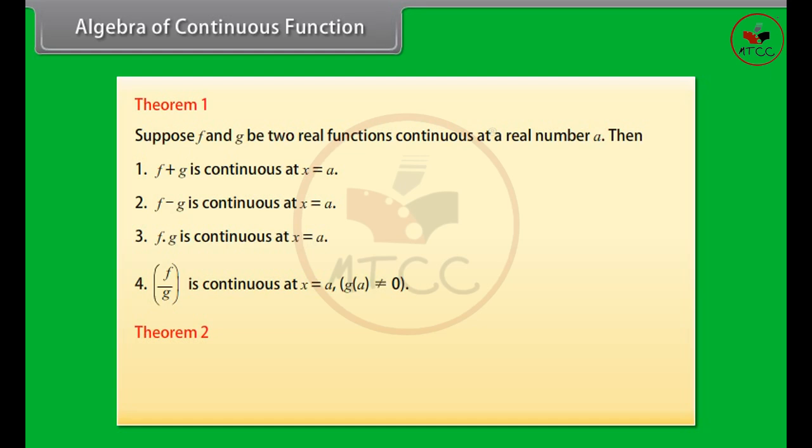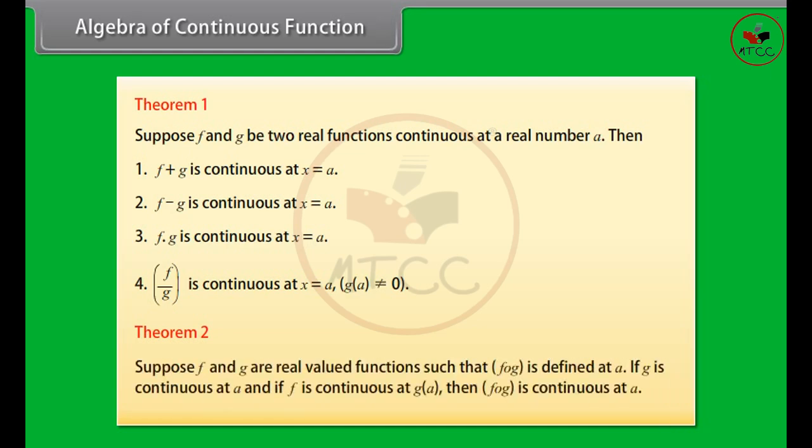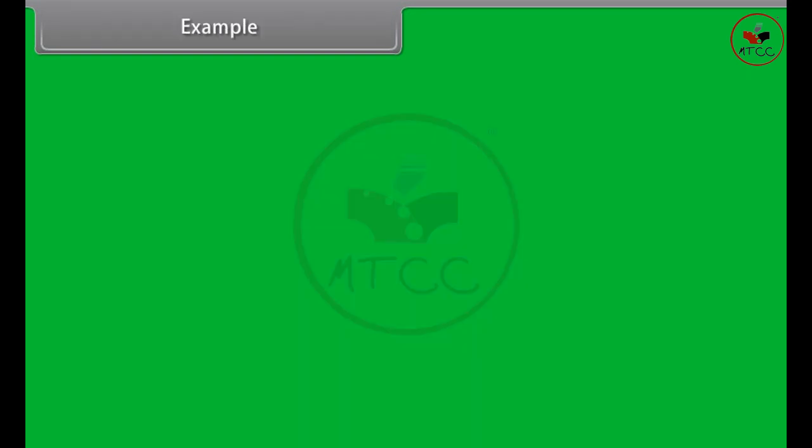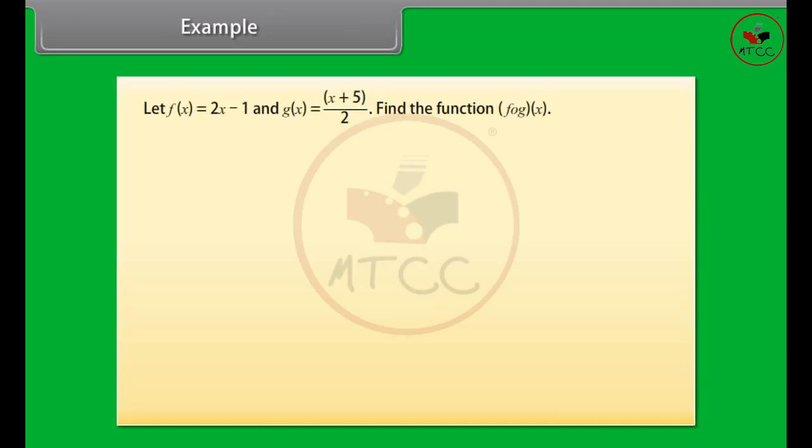Theorem 2. Suppose f and g are real valued functions such that f of g is defined at a. If g is continuous at a and if f is continuous at g of a, then f of g is continuous at a. Example. Let f of x is equal to 2x minus 1 and g of x is equal to (x plus 5) by 2. Find the function f of g of x.